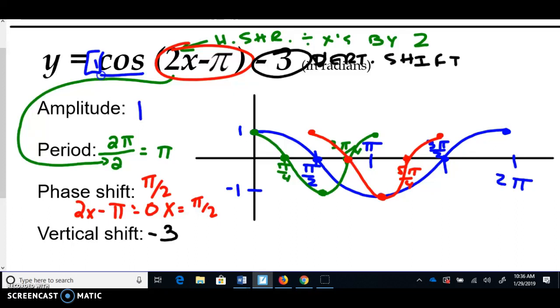So red point, down 3 units, it's at 1. Now you move it down 3, it's at -2. Red point that's at 0, down 3. It's now at -3. Red point that's at -1, down 3. Red point that's at 0, down 3. Red point that's at 1, down 3.